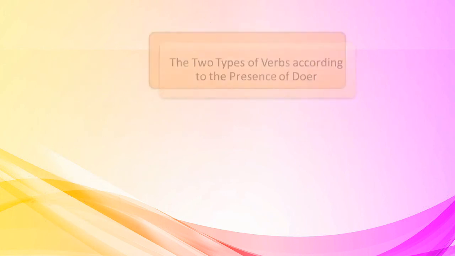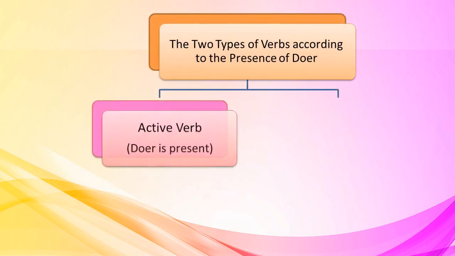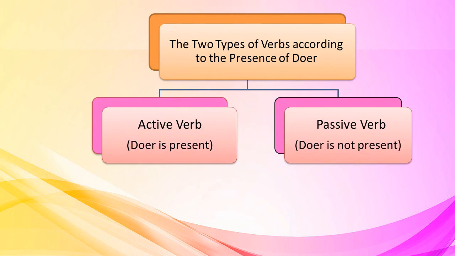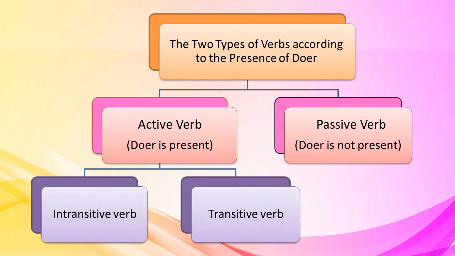To summarize, types of verb according to the presence of doer are active verb and passive verb, fi'l ma'ruf and fi'l majhul. In active verb, the doer is present, and in passive verb, there is no doer. The active verb is further divided into transitive verb and intransitive verb, fi'l muta'addi and fi'l lazim. We will be talking about this in the next lesson, inshallah.